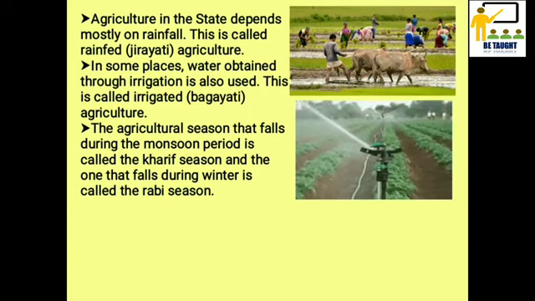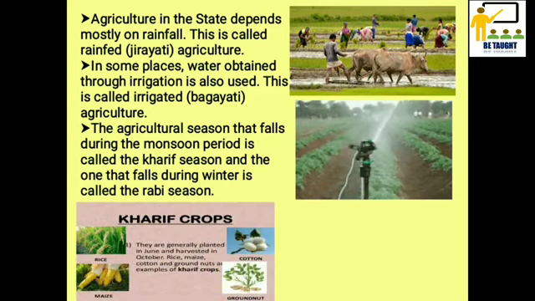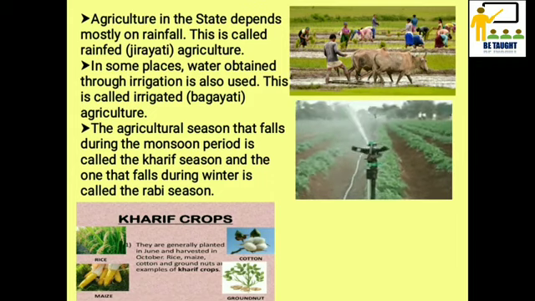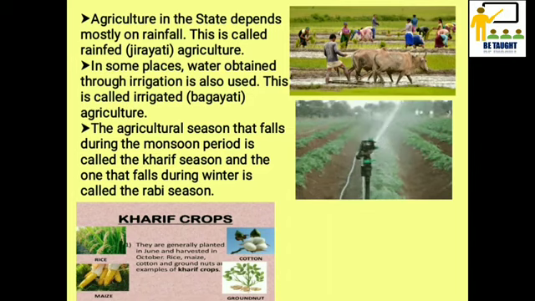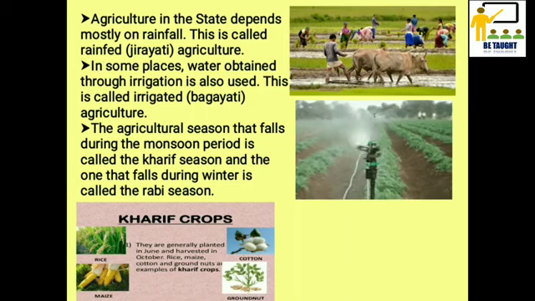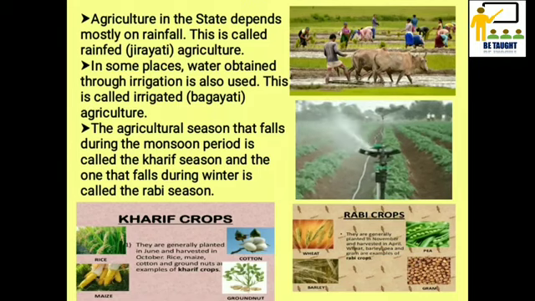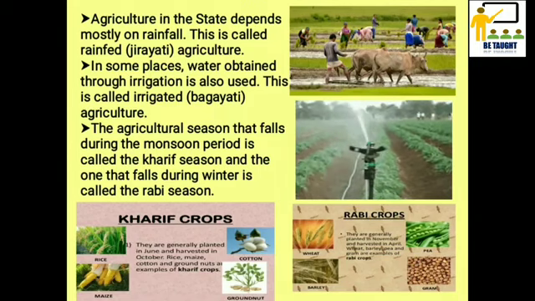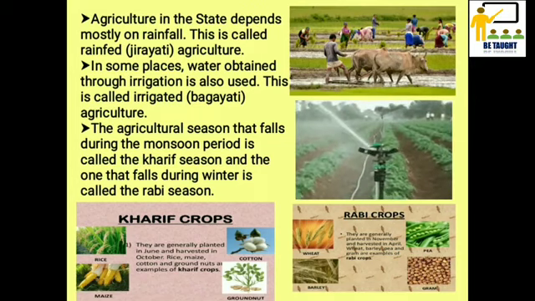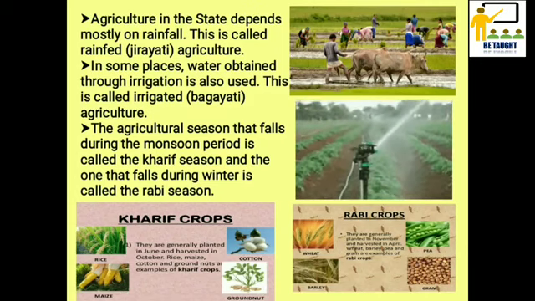The agricultural season that falls during the monsoon period is called the Kharif season. So, the Kharif crops are generally planted in the month of June and harvested in the month of October. Few examples are rice, maize, coconut, groundnuts, etc. And the one that falls during winter is called the Rabi season. Now these Rabi crops are generally planted in the month of November and harvested in the month of April. Few examples are wheat, barley, peas, grams, etc.